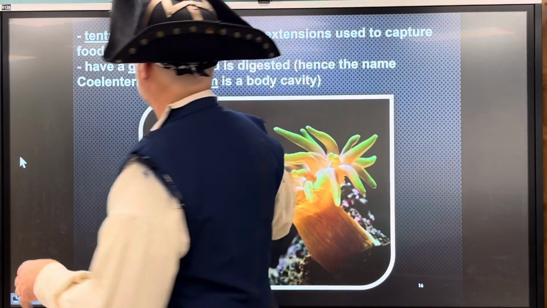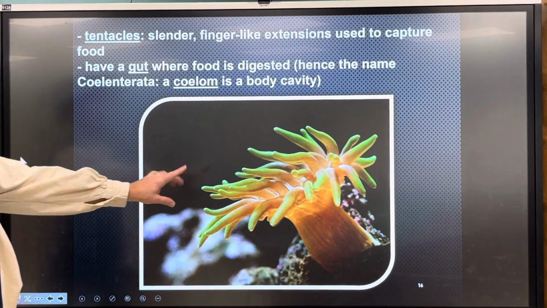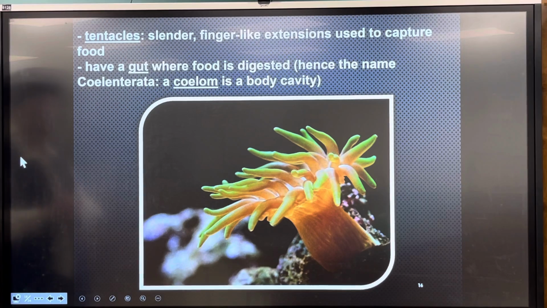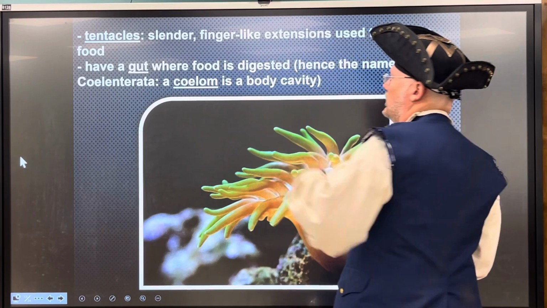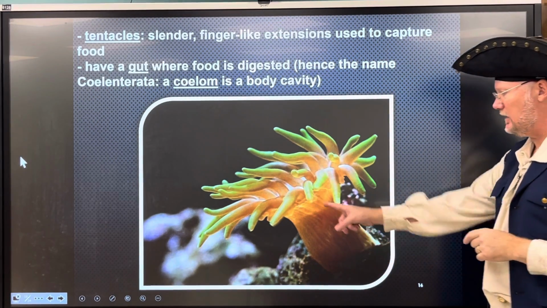Mythology, it's fun. Okay, so tentacles. Tentacles are those slender, finger-like extensions used to capture food. And again, they have a gut, hence the name Cnidarian. A coelom is a body cavity in here.